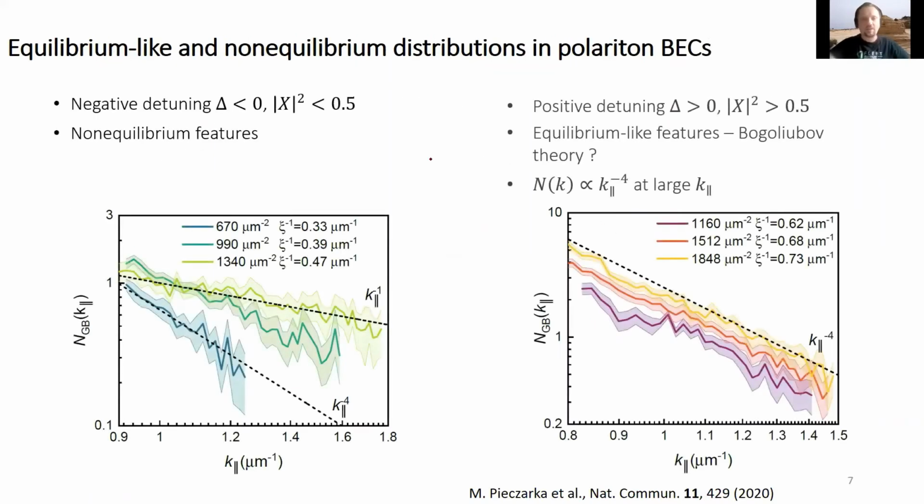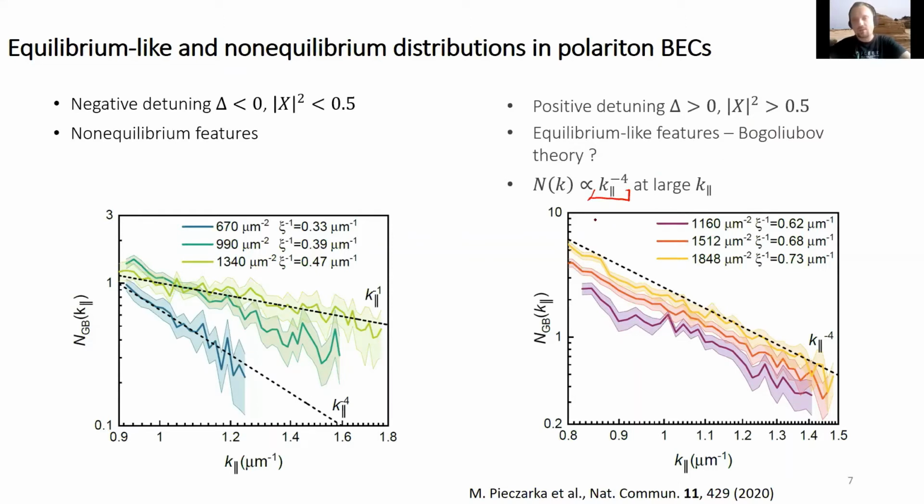We found that at negative detuning, the ghost branch, which should be populated by quantum depletion, shows some weird occupation dependencies, which are far from the k^-4 dependency predicted by equilibrium theories. We observed that for positively detuned condensates, where the Hopfield coefficient of excitons was more than 50%. So that was the motivation of the work which I will present now.